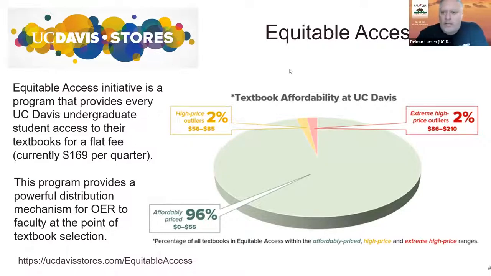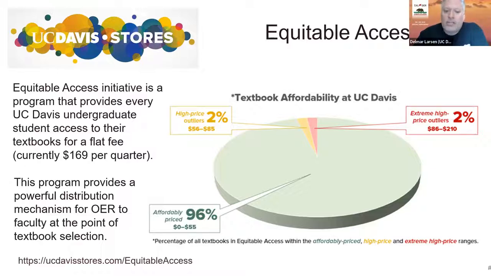That's this program that was instituted on my campus at UC Davis by the bookstore called Equitable Access. And I don't want to go into much detail behind Equitable Access. Again, it's not an OER program, but the concept behind it was intended to increase the distribution of textbooks to the students on campus, by applying a flat fee for textbooks, right now at $169 per quarter, such that the students' purchase of textbooks is folded into their tuition, and therefore it's sort of forced onto the students. Again, there are lots of concerns here.